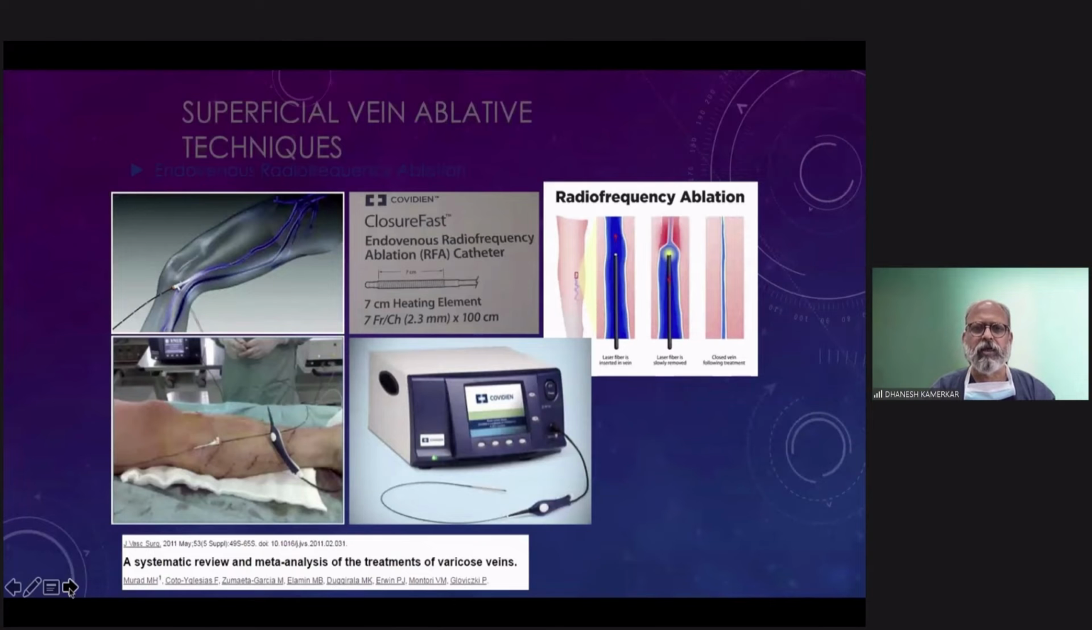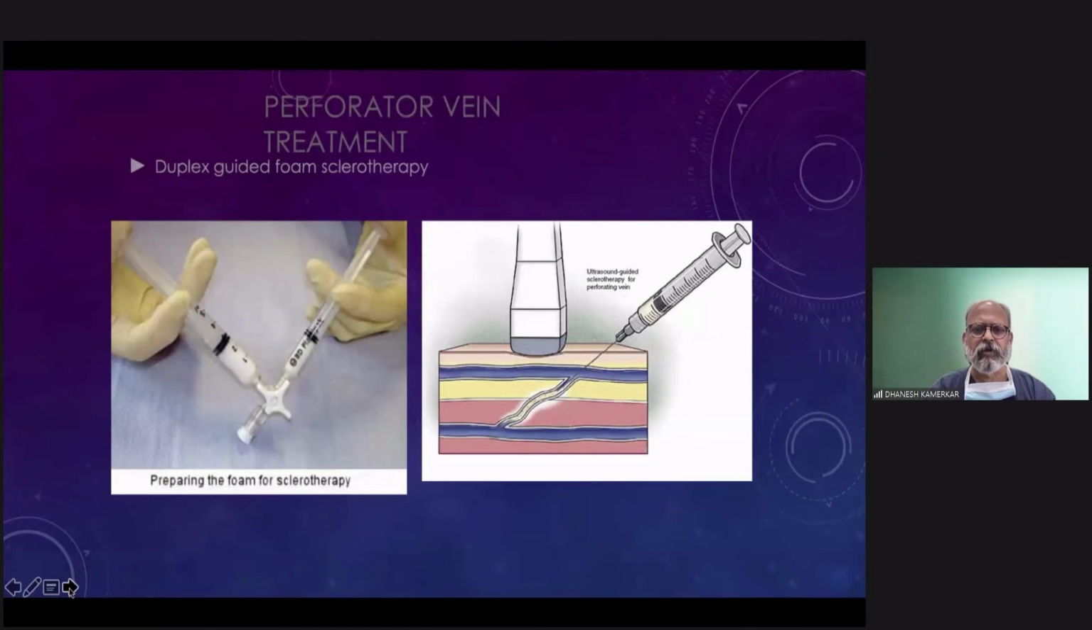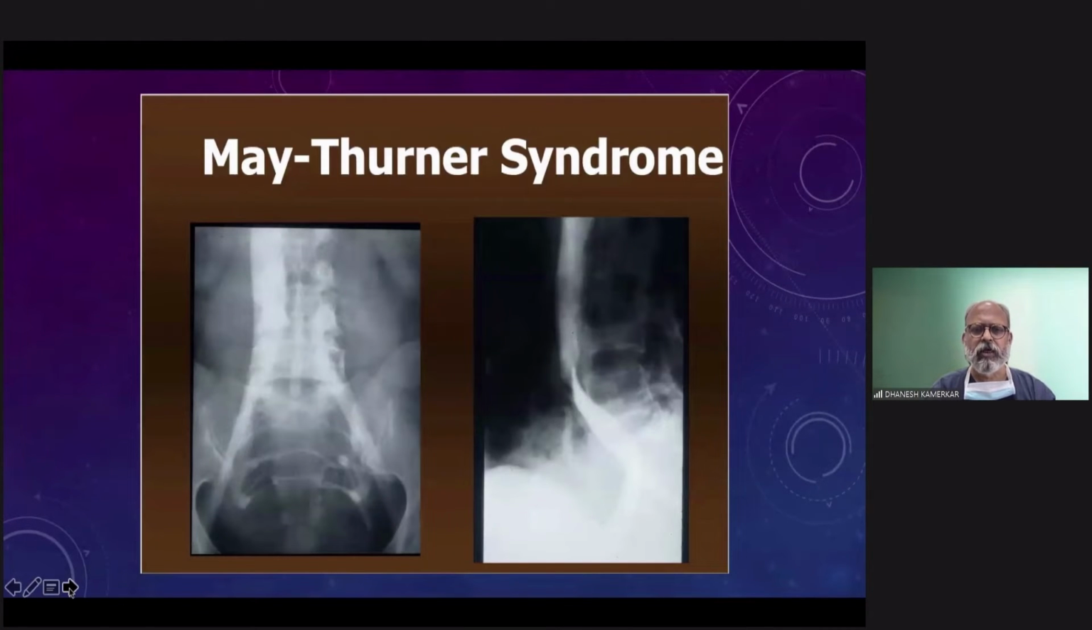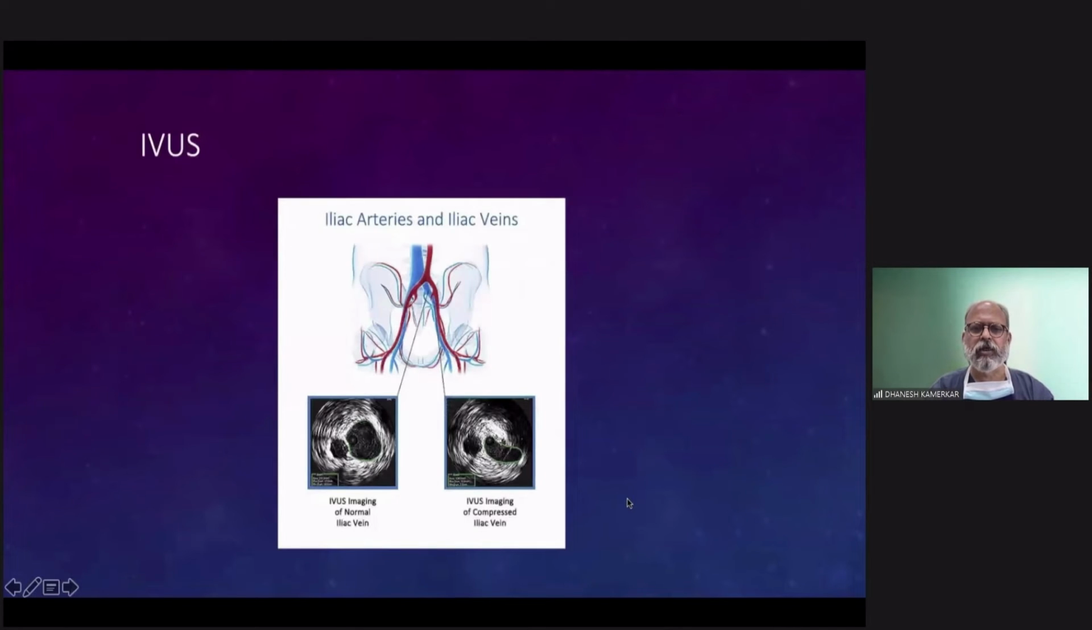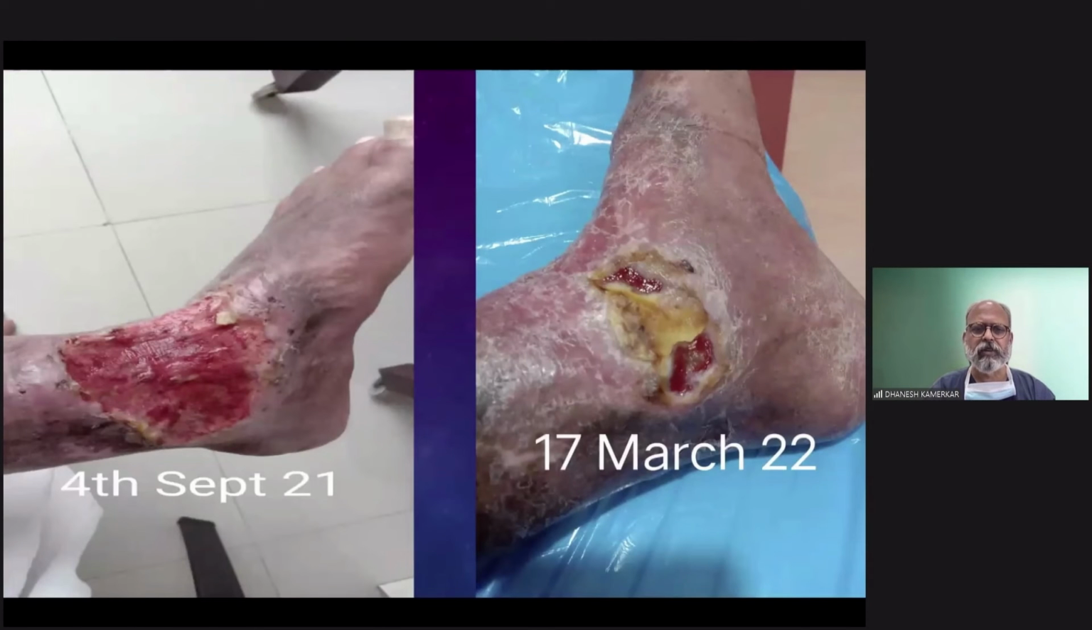And then you have superficial venous ablations like lasers, perforators with foam sclerotherapies, and in May-Thurner, iliac vein stenting. It's very classical where you have a recanalization of channels through post-thrombotic veins, which is why you develop LDS and pigmentation, post-thrombotic symptoms. IVUS is useful in iliac vein stenting.